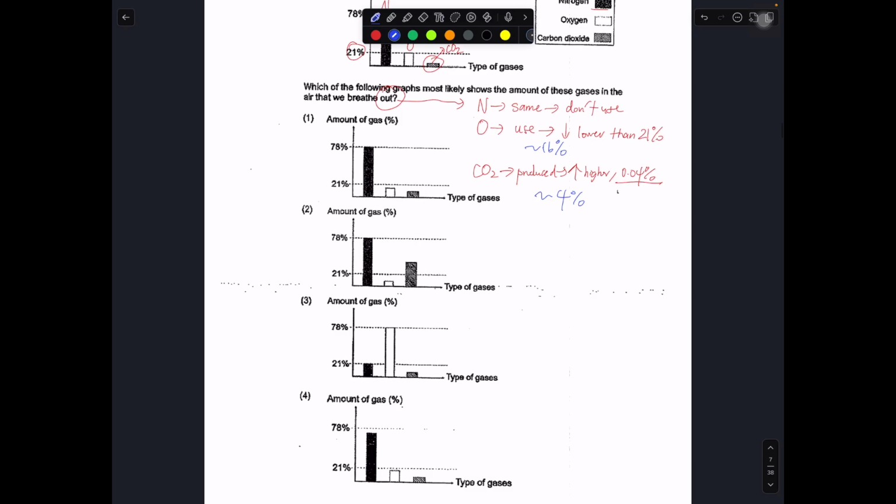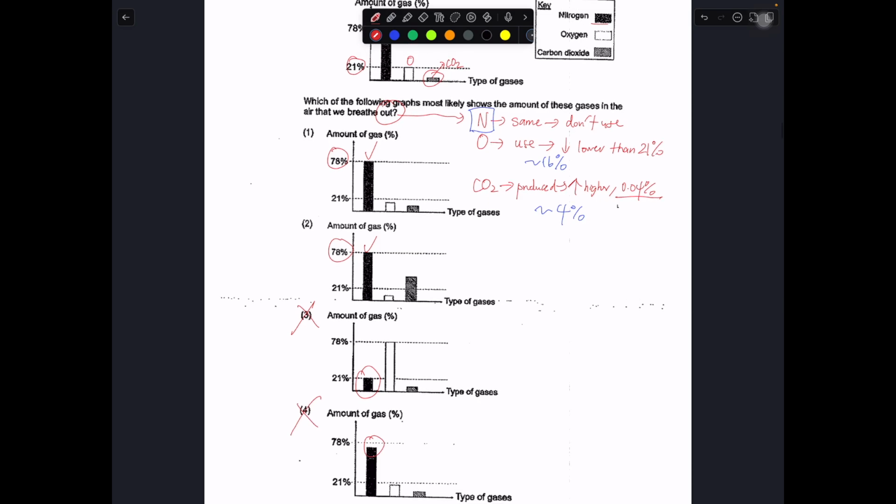You know the nitrogen should be the same, so possible answers are 1 and 2. Then you know straight away this one is wrong, not possible. This one is lower than 78, straight away wrong. So you just focus on 1 and 2. Between 1 and 2, you can see that the amount of oxygen went down, so it looks like it's possible.